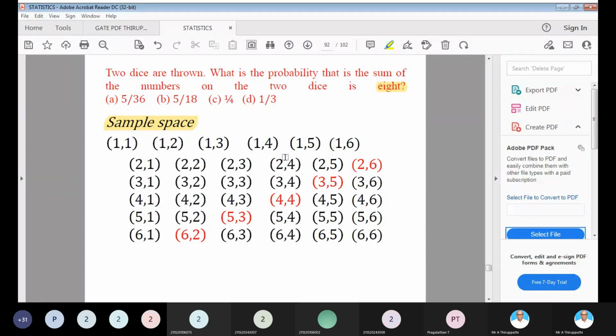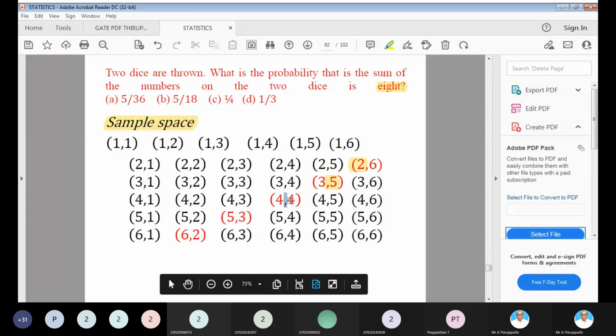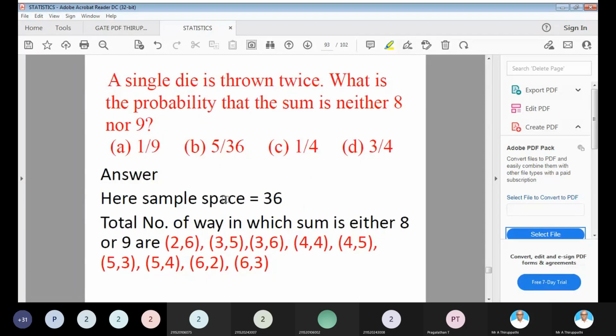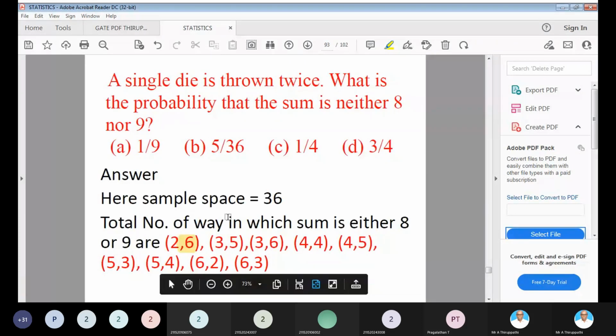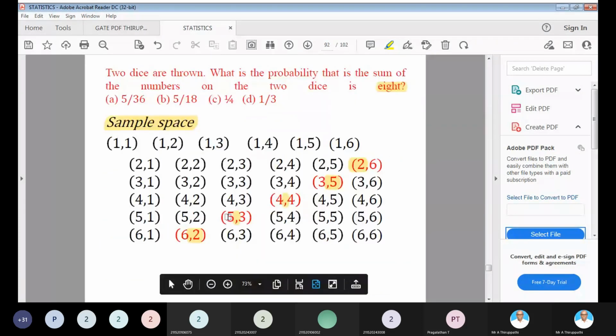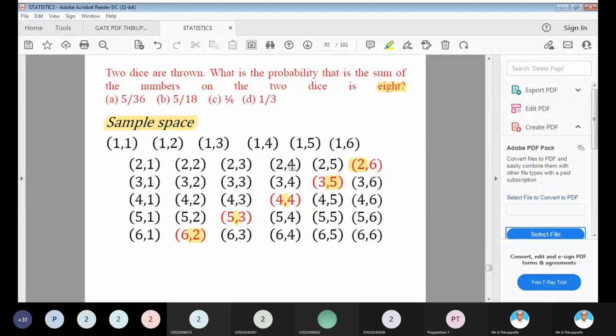Sum is 8. The sum of the first and second dice is equal to 8: 2 plus 6, 3 plus 5, 4 plus 4, 5 plus 3, 6 plus 2. So 1, 2, 3, 4, 5. The favorable outcomes are 5. What is the answer? 5 by 36. Option A.